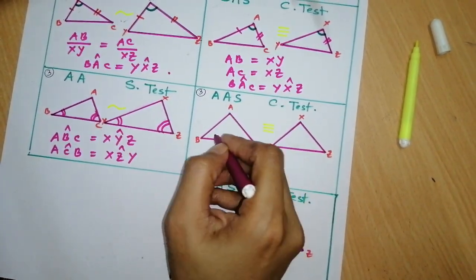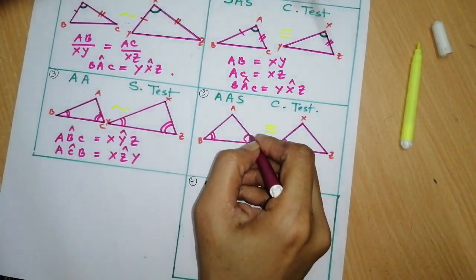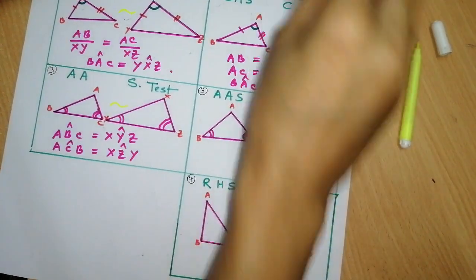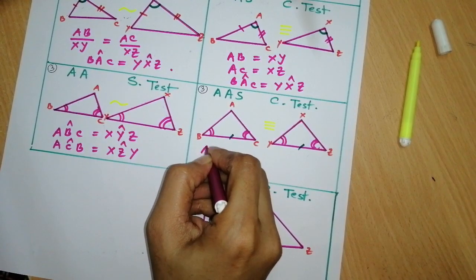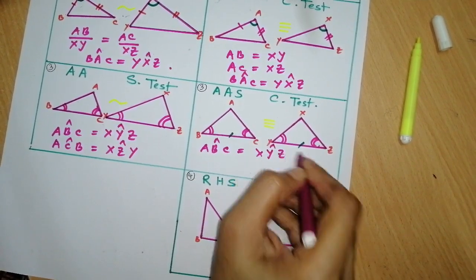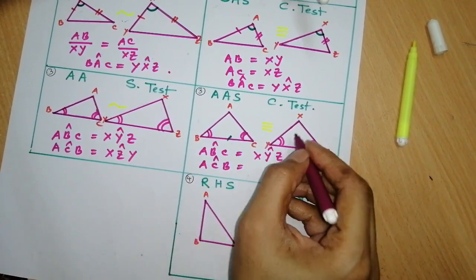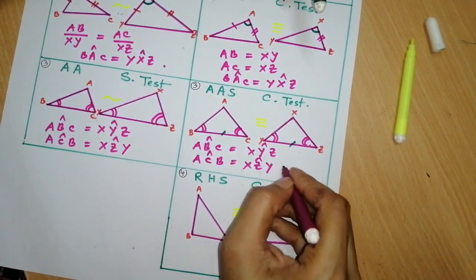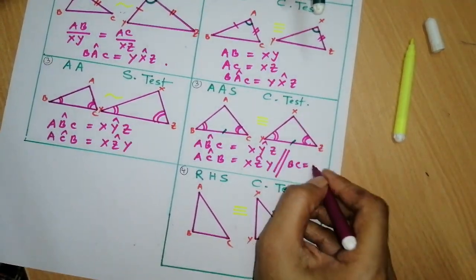AAS, angle B equal to angle Y, angle C equal to angle Z, and any of the sides: ABC equal to XYZ, and then ACB equal to XZY, and moreover BC equal to YZ.